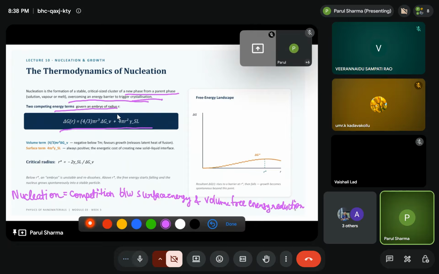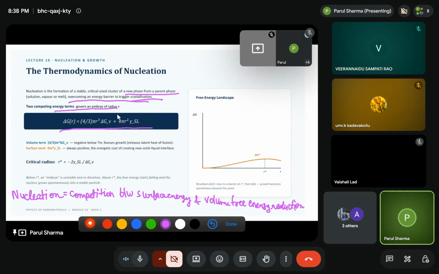So like imagine we have a supersaturated solution containing atoms and molecules of the material we want to synthesize. Initially they are randomly distributed like atoms in a solution. Now atoms will come together, then there will be a formation of small clusters, not necessarily stable. So it can also break and dissolve. And if it is sufficiently large, a large enough cluster can give a stable nucleus. So there are two competing contributions to the Gibbs free energy.